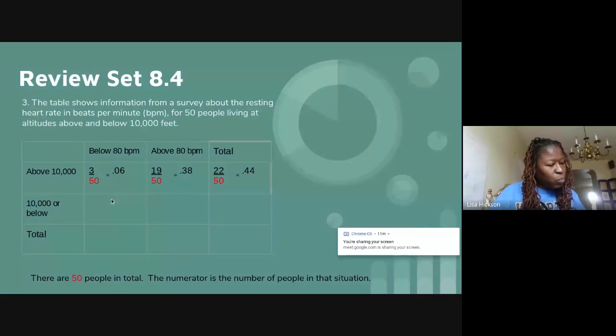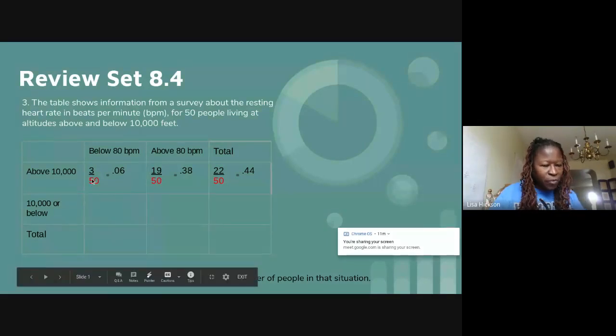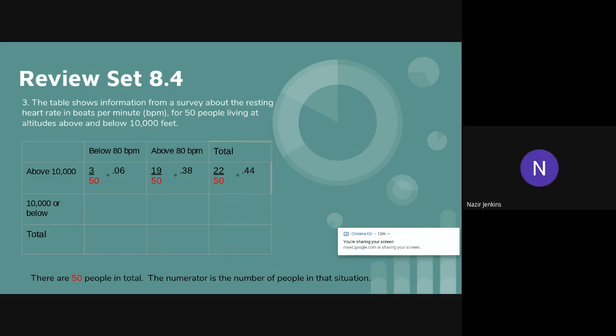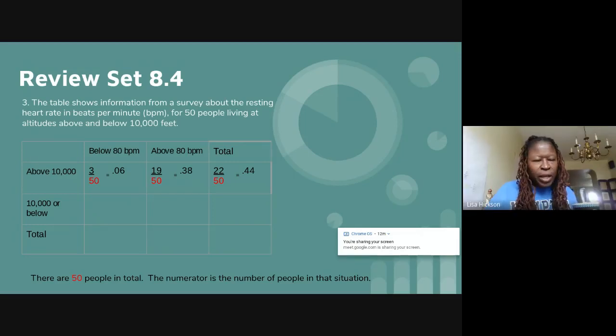somebody help me out. What does the probability look like? Remember, the probability is going to look like a fraction. How many people out of how many people were surveyed? Somebody talk to me. 16 out of 50. So that's about 32%.